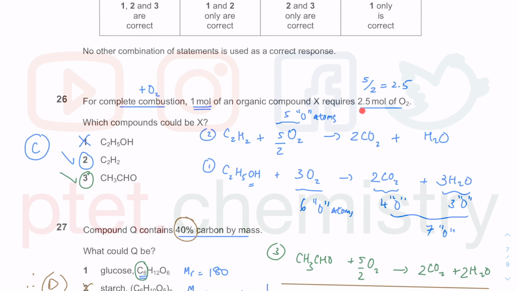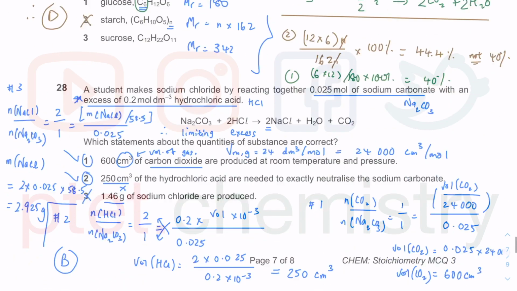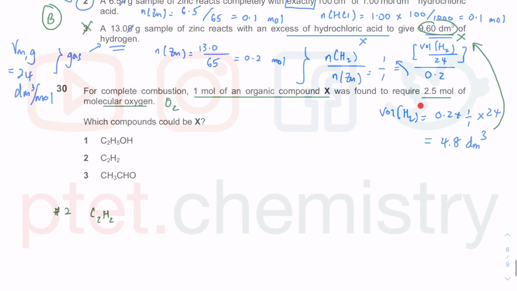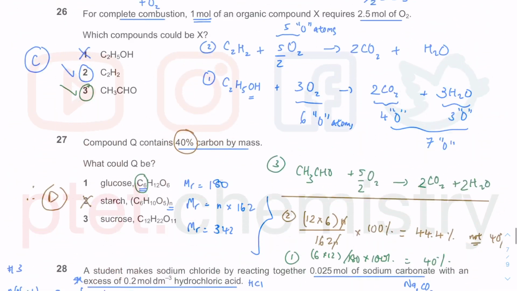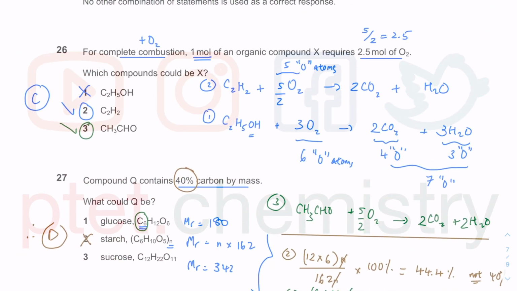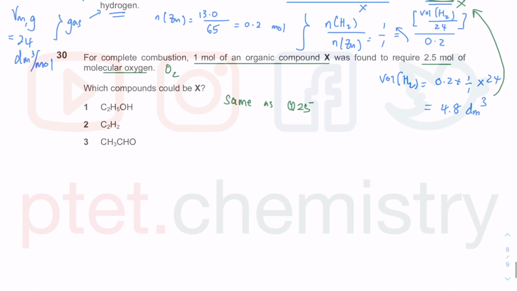Oh, hang on, I might be wrong. This is 2.5 mole of O2. This is the exact same question. So I will say same as question 25. So I can just skip that. Is that 25? Nope, it was the same as question 26, so we can just skip that. The wording looks a bit different, but the same, molecular oxygen simply means O2. 2.5 mole is the same as 5/2 mole, so they are saying the exact same thing.